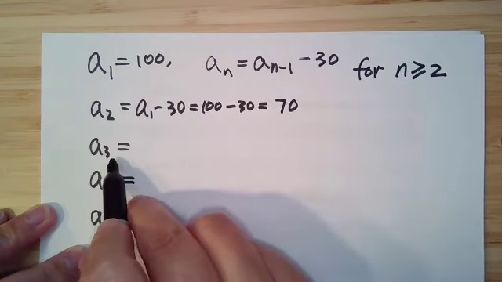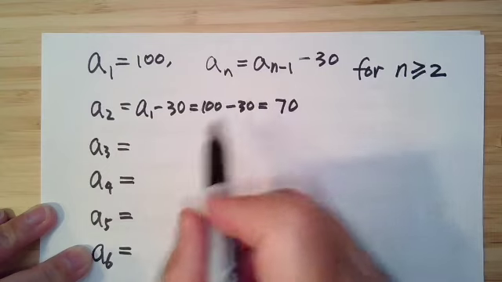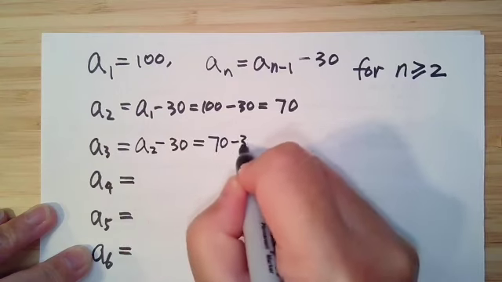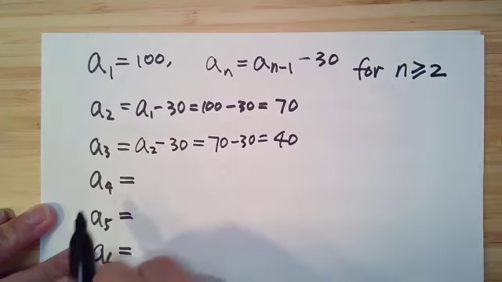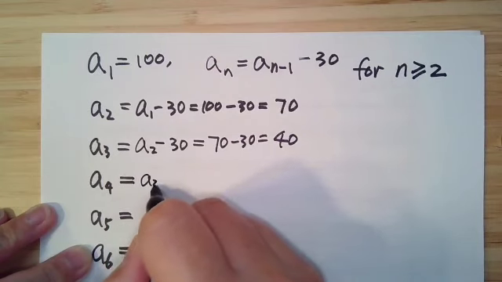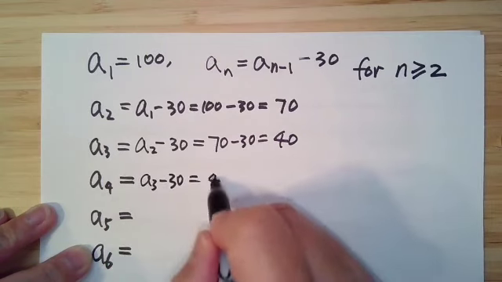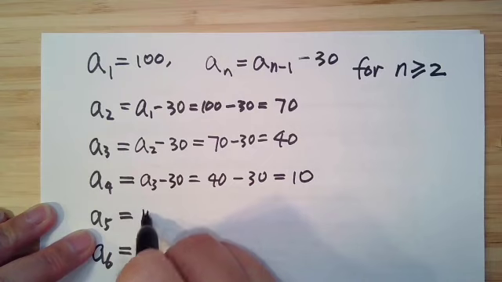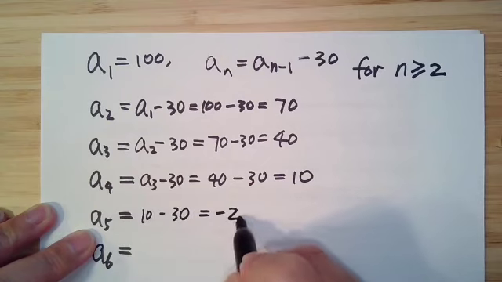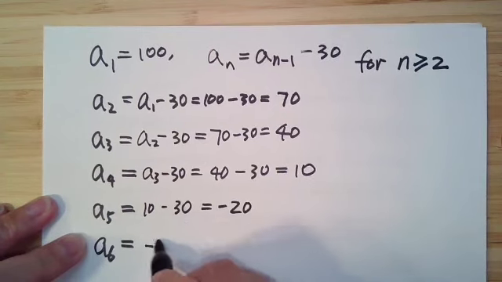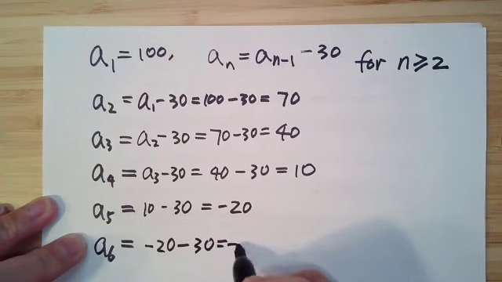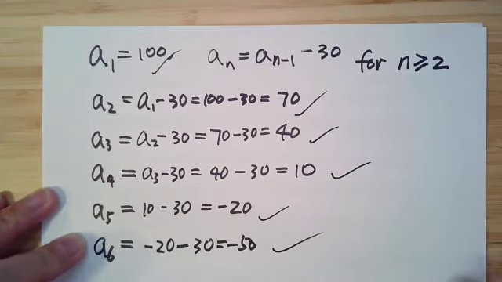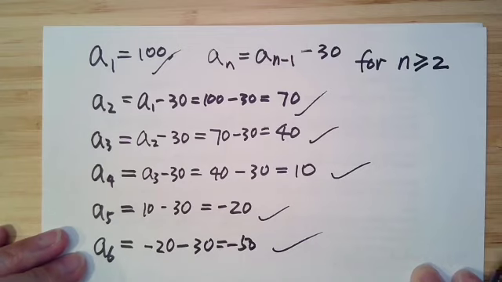Okay, then what about A3? We plug in 3 here, so A3 will be A2 minus 30. And that will be 70 minus 30, so you should have 40. And of course, A4 will be A3 minus 30, so that's 40 minus 30. The answer is 10. And A5 is the previous term minus 30. The answer is negative 20. And A6 is the previous term minus 30. So the answer is negative 50. So far we have 1, 2, 3, 4, 5, 6. We get the first 6 terms of this sequence.